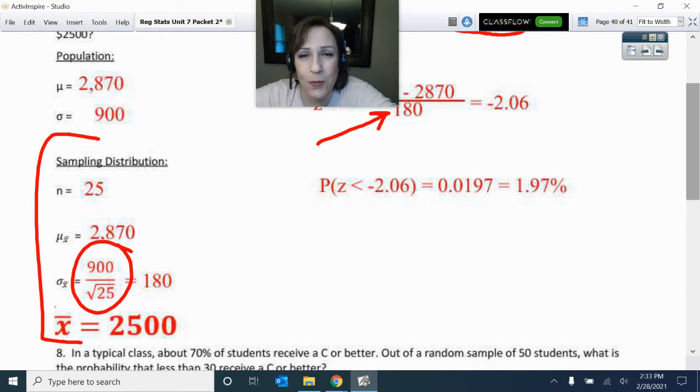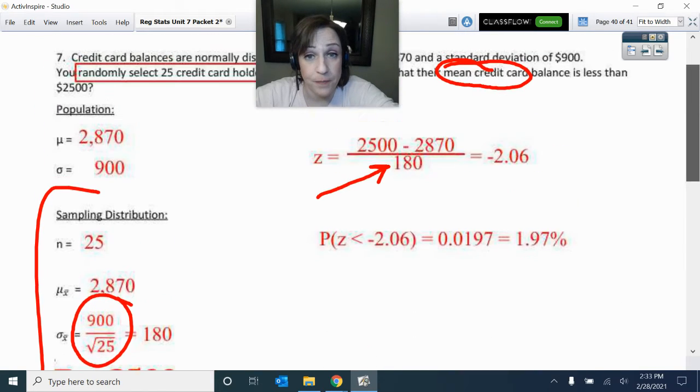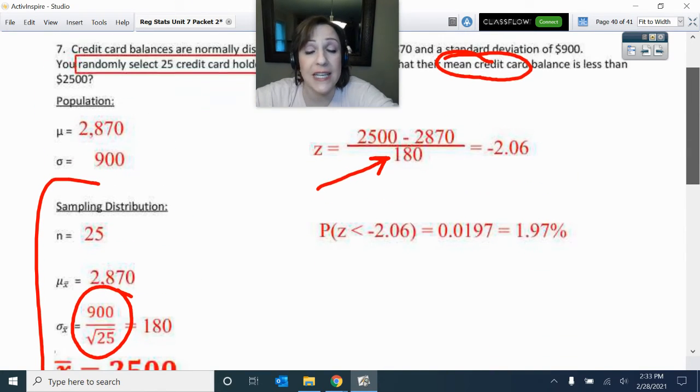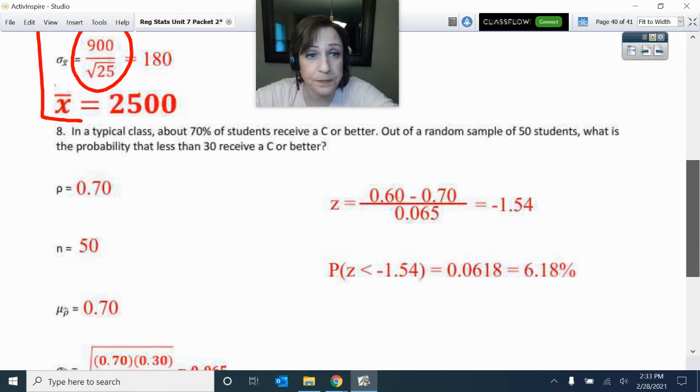So there's our z-score of negative 2.06, and we norm CDF below that. It's a very small percent, very unlikely to find an average of 25 customers with less than $2,500 in credit card debt.